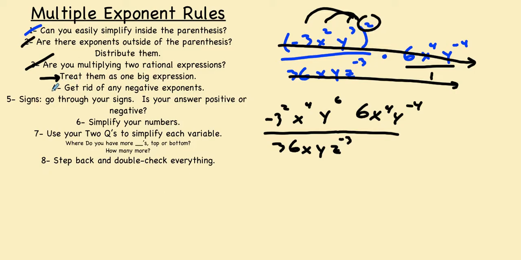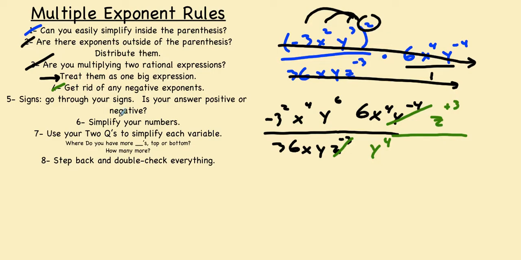And number 4, get rid of any negative exponents. Well, I have a y to the negative 4th there, so I'm going to bring that downstairs. That means that's gone. And I have a z to the negative 3 downstairs, so I'm going to bring that up as a positive 3. And then that's gone. And that's all my negative exponents.